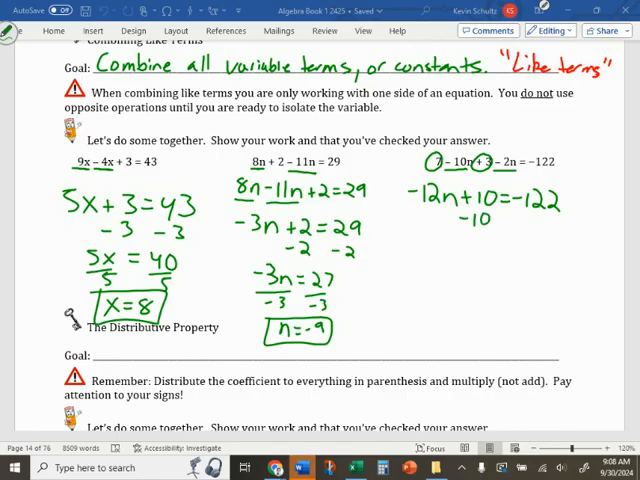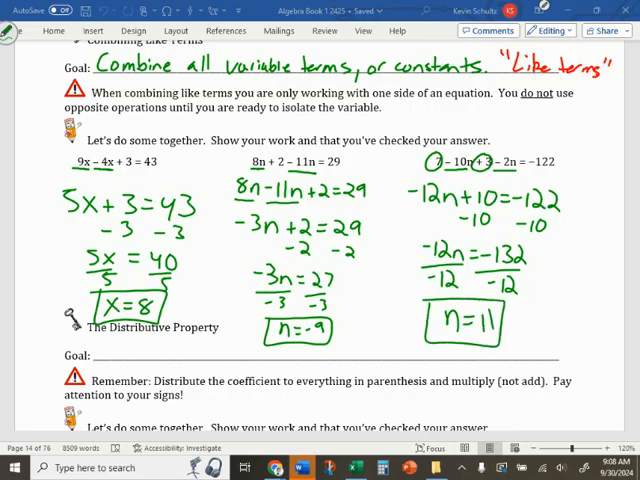So subtract 10 from both sides. We get negative 12n equals negative 132. Divide both sides by negative 12. And n equals 11. Positive 11.